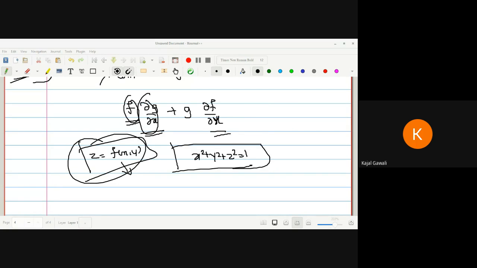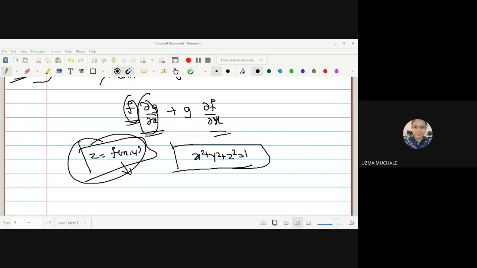If we find the derivative with respect to x, we get 2x plus 2y dy by dx plus 2z dz by dx is equal to 0. Can you repeat once again, please? 2x plus 2y into dy by dx plus 2z dz by dx is equal to 0.